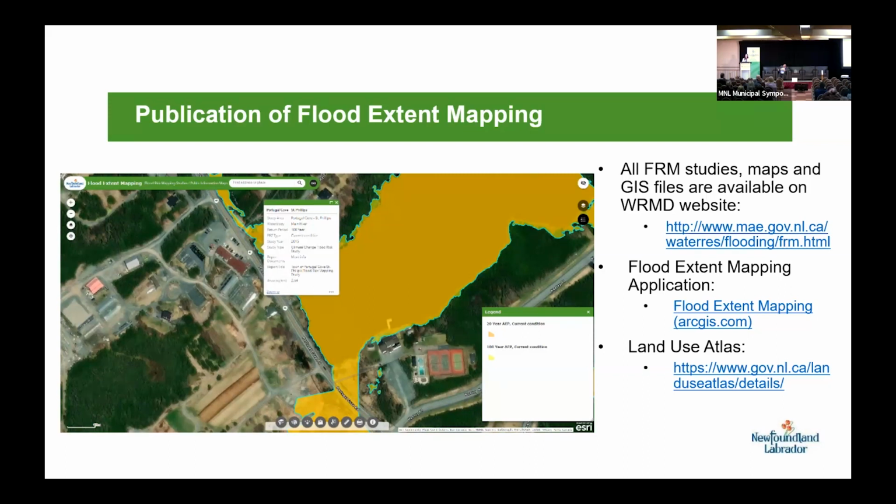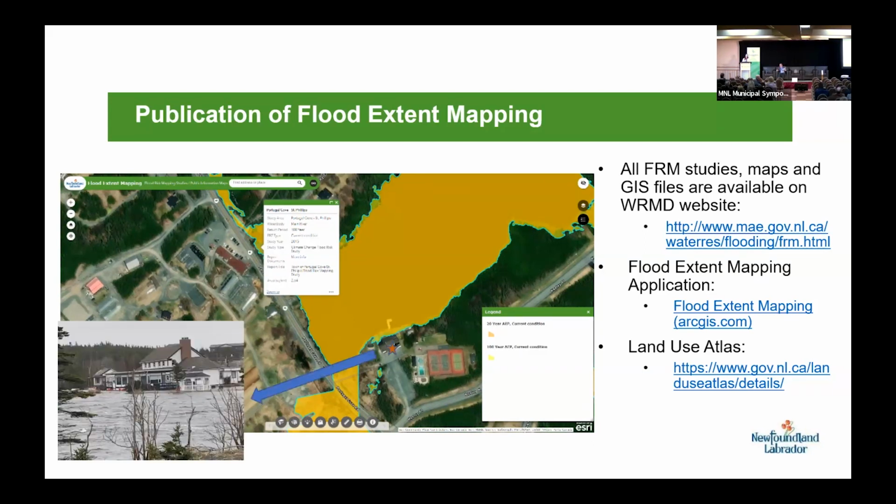Once your floodplain mapping is developed, the studies, the maps, and GIS files are all available on our flooding website for the Water Resources Management Division. We have a flood extent mapping application where you can find out, is my property in a designated floodplain? The flood mapping layer is also available on the provincial land use atlas.